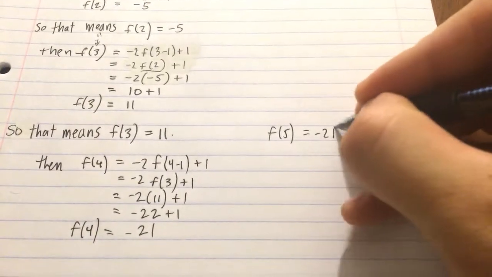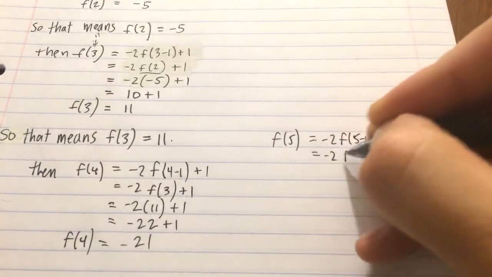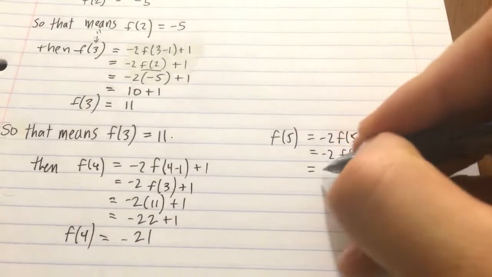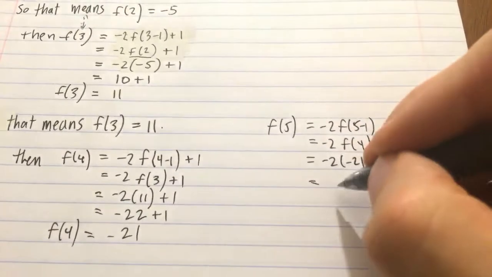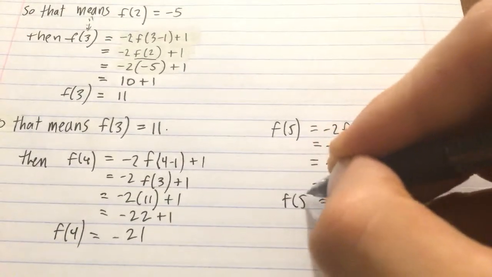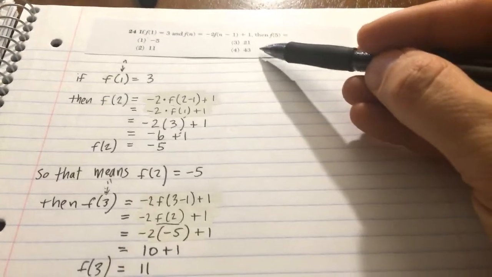So f of 5 is negative 2 times f of 5 minus 1 plus 1, negative 2 times f of 4. We know that f of 4 is negative 21 from the previous one. Negative 2 times negative 21 is positive 42 plus 1. Therefore, f of 5 is equal to 43. Choice 4.